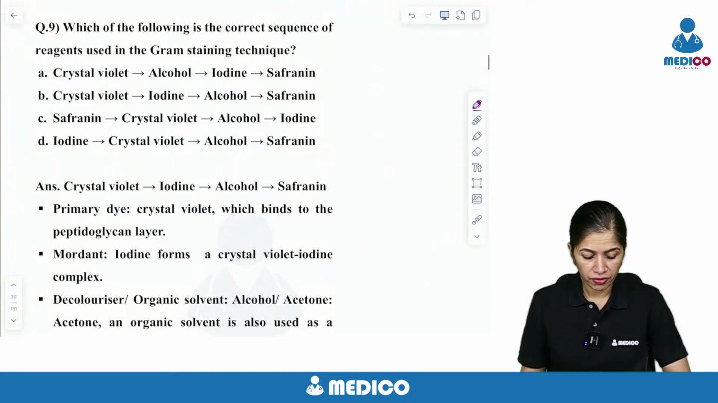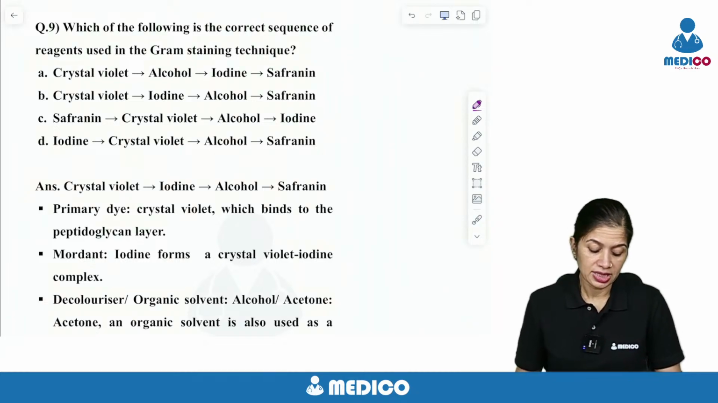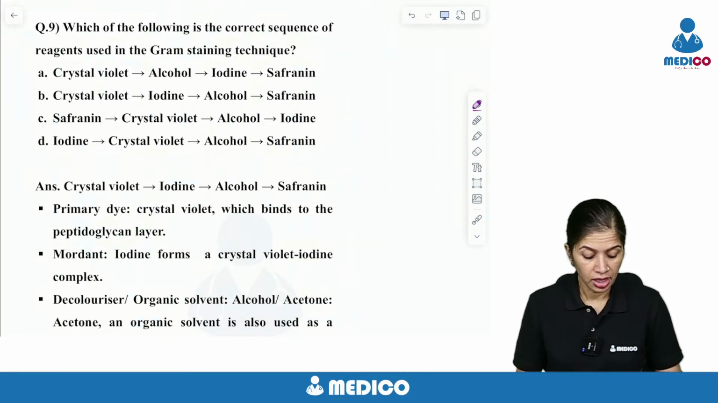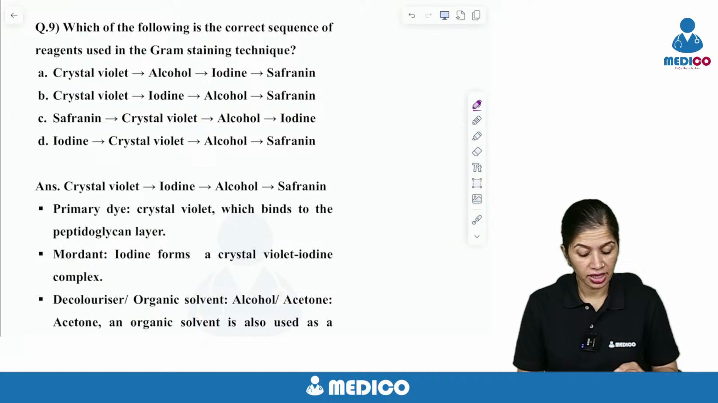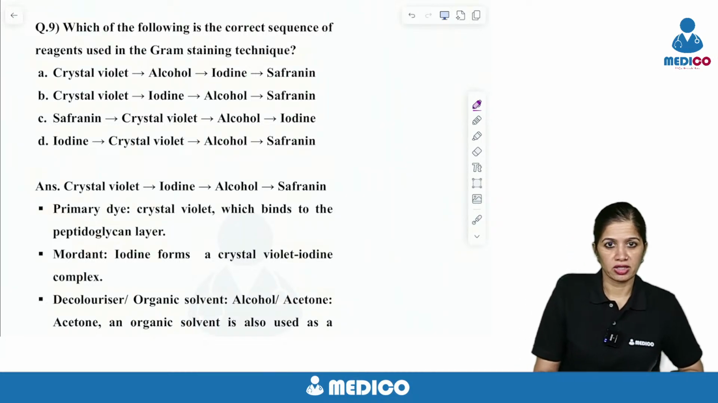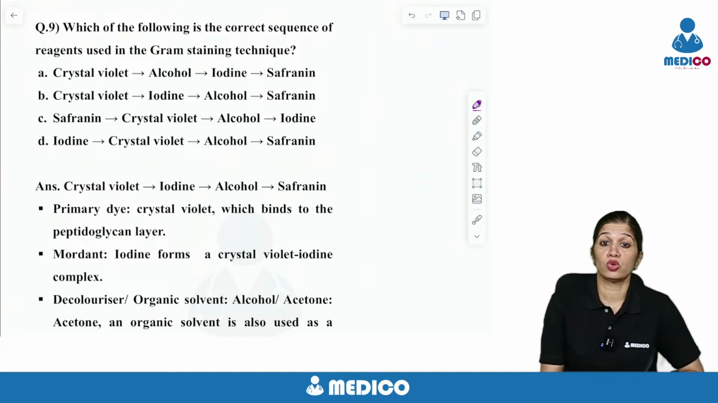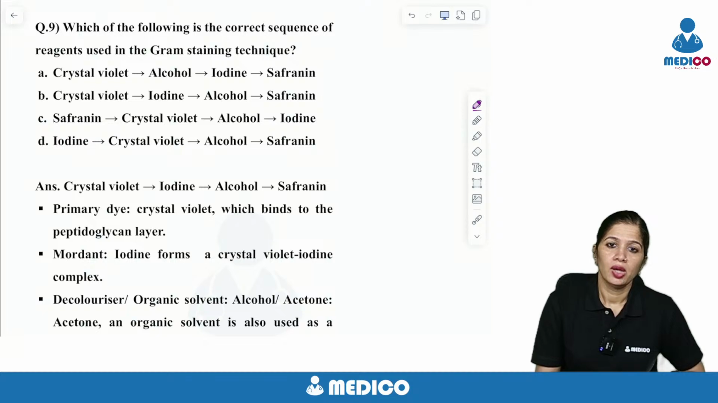Then, which of the following is the correct sequence of reagents used in gram staining? Is it crystal violet, alcohol, iodine and safranin? Crystal violet, iodine, alcohol and safranin? Is it safranin, crystal violet, alcohol and iodine? Iodine, crystal violet, alcohol and safranin. So this is a very simple, straight question, the sort of question which nobody should get wrong, because this is going to be a huge loss for you if you don't know this.